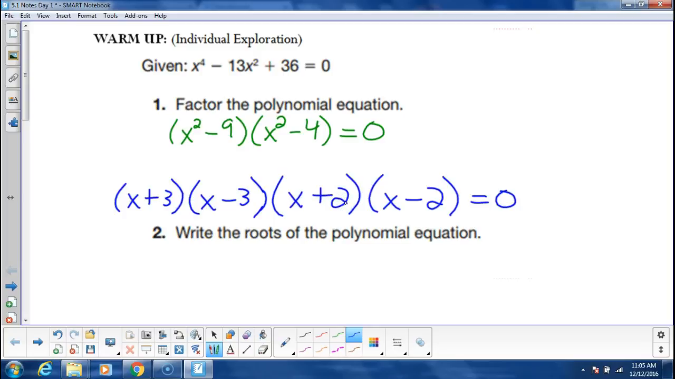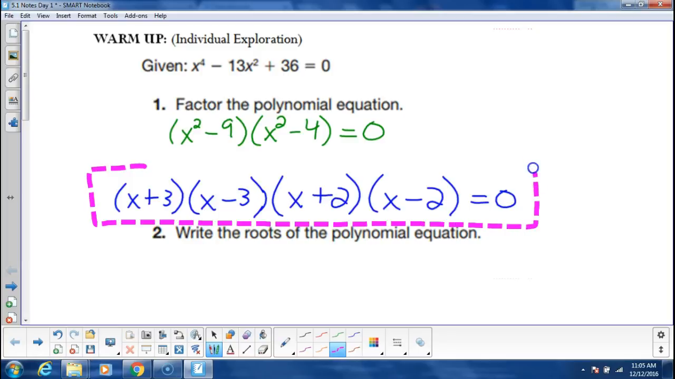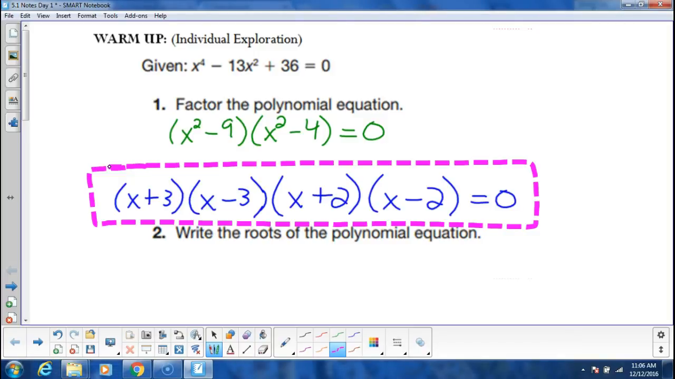Okay, so that is the fully factored, or as we were saying last week, the completely factored, or factored completely, polynomial equation. Okay, now question number 2. Write the roots of the polynomial equation. How do I find the roots? Set all of my factors equal to 0.